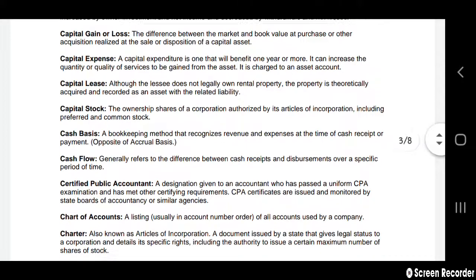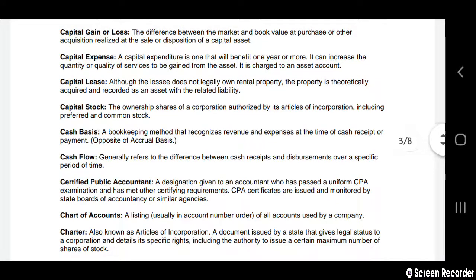Capital gain or loss is the difference between the market value and the book value at purchase or other acquisition, realized at the sale or disposition of a capital asset.